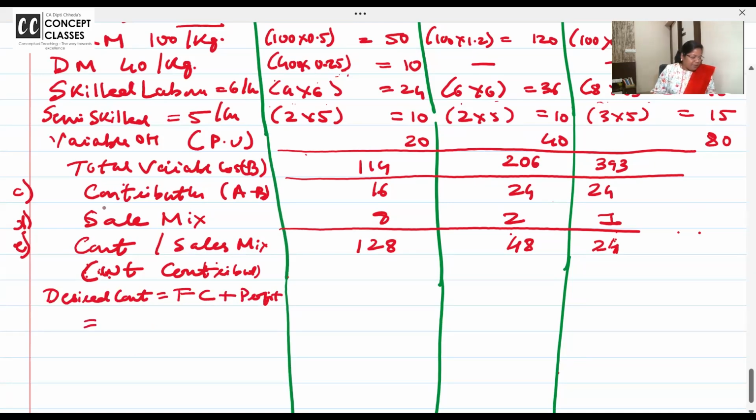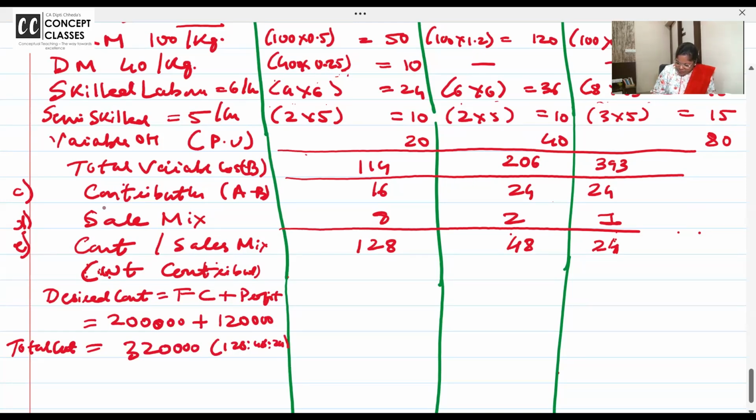After the second table, your fixed overhead is 2 lakh and the profit you want to earn is 120. So you want the total desired contribution as 3,20,000 in the ratio of 128 is to 48 is to 24. Come on. Since you're doing it for the first time, give yourself time to digest this. Of course, I'll revise the classwork when I do cash budget tomorrow.